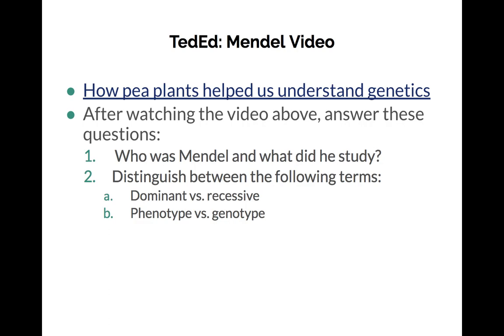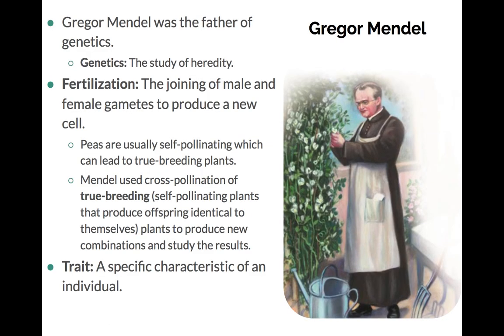Okay, so we should now have those questions answered. So Gregor Mendel was the father of genetics, and we know that genetics is the study of heredity. Fertilization is the joining of male and female gametes to produce a new cell. So peas are usually self-pollinating, which can lead to what we call true breeding plants. And Mendel used cross-pollination of true breeding. Okay, and true breeding again is just that, self-pollinating plants, and they're always going to produce offspring identical to themselves. So Mendel used cross-pollination of these plants to produce new combinations and study the results. And then a trait is a specific characteristic of an individual.